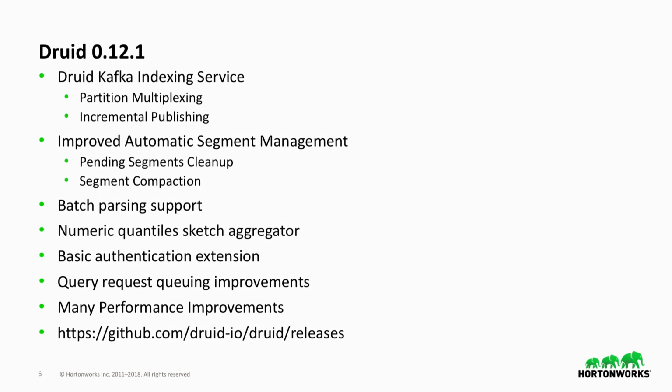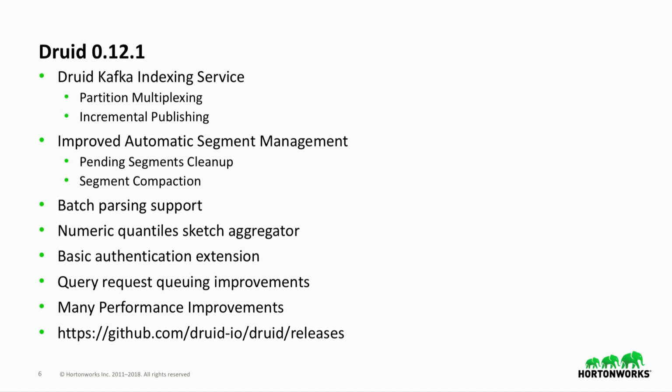Talking about the features in 0.12.1, we have done multiple improvements. The Kafka indexing service was introduced in 0.10 as an experimental feature, which supports exactly once ingestion from Kafka. There were some limitations there: it could end up creating many small segments, which is suboptimal for query performance. Earlier the number of partitions and the number of segments being generated were linked together. We have delinked them, so now you can have one segment for multiple partitions, and also added support for incremental publishing.